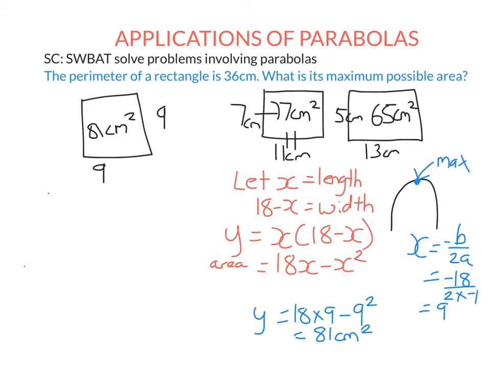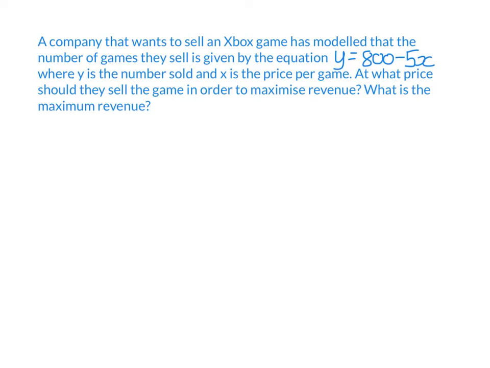All right, let's look at one more example. A company that wants to sell an Xbox game has modeled the number of games they sell, given by the equation y equals 800 minus 5x, where y is the number sold and x is the price per game. We want to know at what price they should sell the game in order to maximize revenue and what is the maximum revenue.